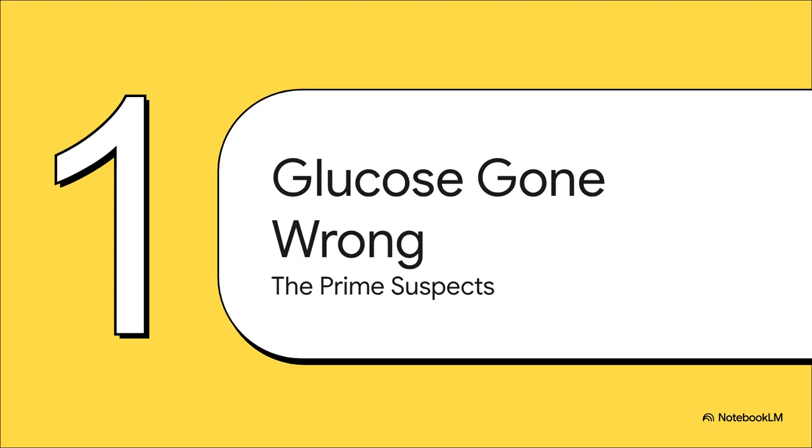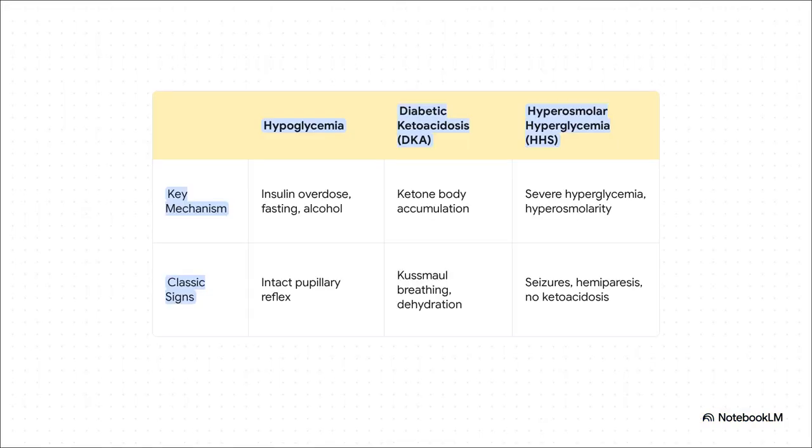Now, if the signs are pointing toward metabolic, your brain should immediately scream one word: glucose. Why? Because blood sugar problems are incredibly common, they can be lethal, but, and this is the most important part, they are often completely fixable if you're fast enough. So let's break down the three big players in the glucose game.